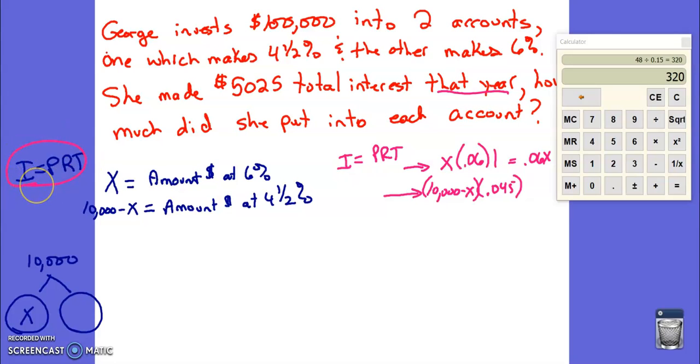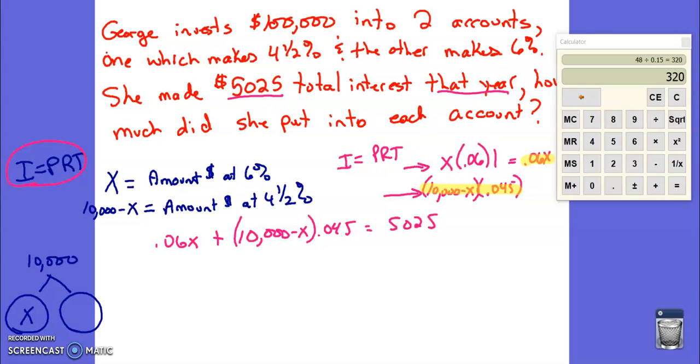We're trying to find the interest, and we know those 2 interests add together. So we're literally just going to take these 2 amounts, and we're going to add them together to equal the 5,025. So all we're going to do is 0.06X, and then we're going to add that to 100,000 minus X times 0.045. We're going to set that equal to 5,025. And then all we need to do is solve that equation to get to the answer.